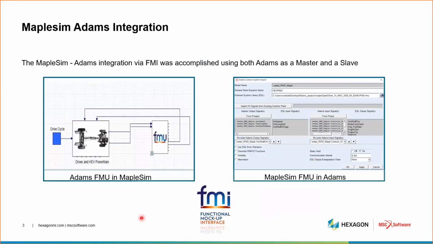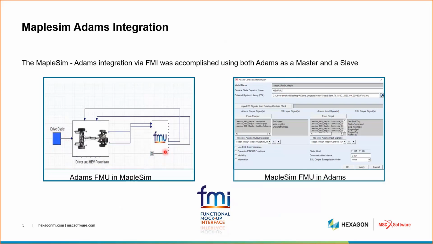So one of the possibilities is to export this FMU block of the Adams plant model, which contains all your vehicle dynamics, chassis dynamics components, and plug it inside the Maplesim environment, which would essentially be driven by a drive cycle inside Maplesim. So this could be any standardized drive cycle that you're looking to test the efficiency of your powertrain system combined with a high fidelity vehicle dynamics model.